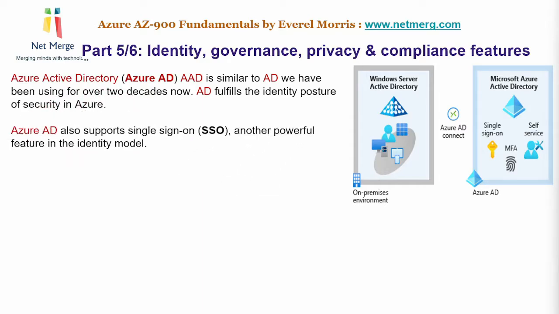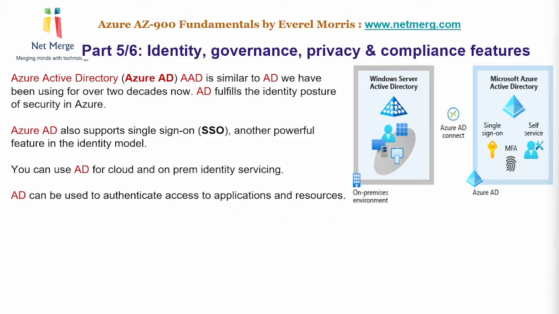Now AD also supports SSO, single sign-on, and it is really a powerful feature in the identity model. It allows you to sign on to resources with just one set of credentials, so you won't have to log into different resources multiple times if you have more than one credential on a particular system. Now you can use AD for the cloud and on-prem as well, as I mentioned.